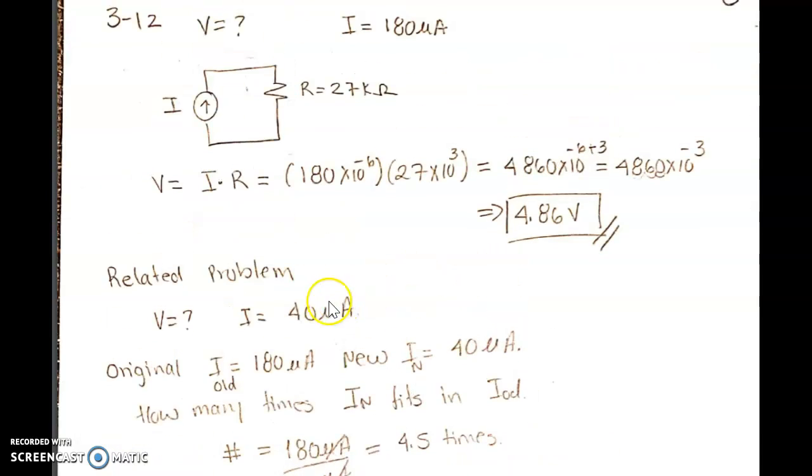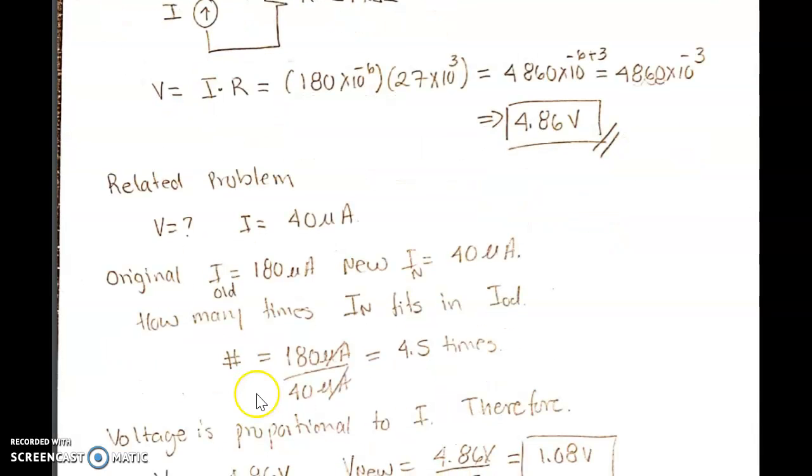Now this says, what happens to the voltage if the current gets reduced to 40 microamps? So it goes from 180 microamps to 40 microamps. So we have the old current to be 180. The new current is reduced to 40, so we can find the factor by which it was reduced, and we find that it's 4.5 times.